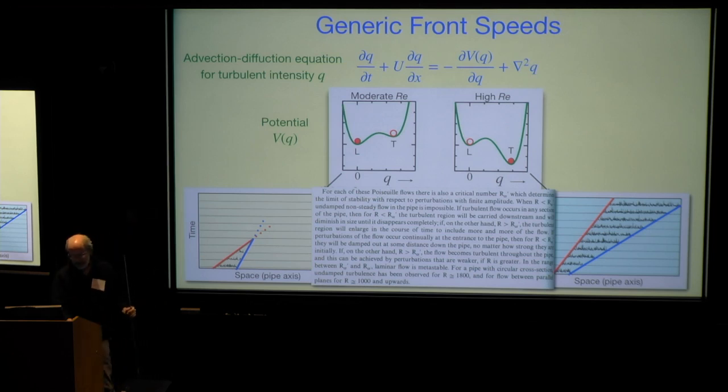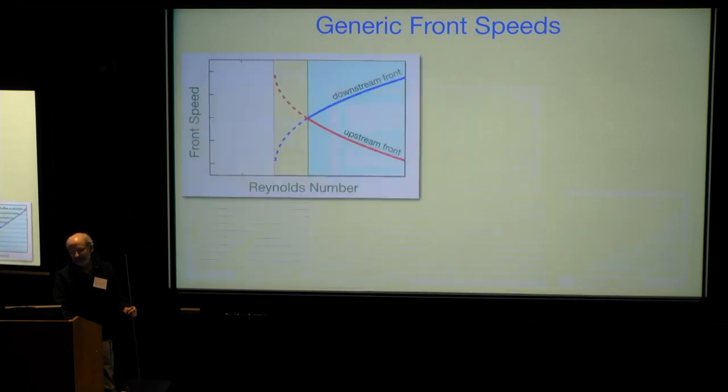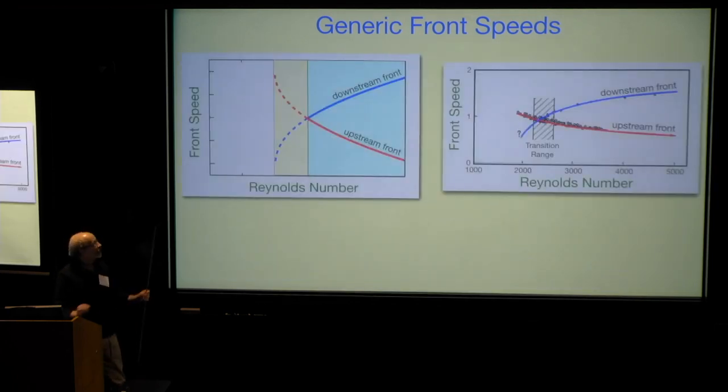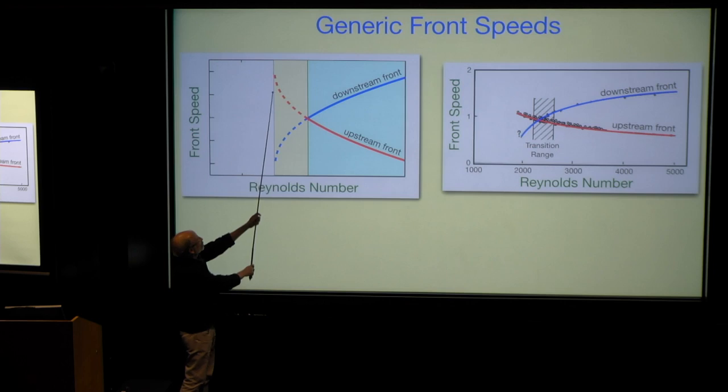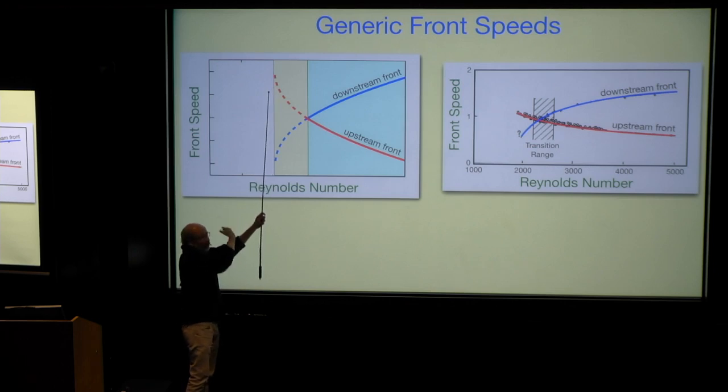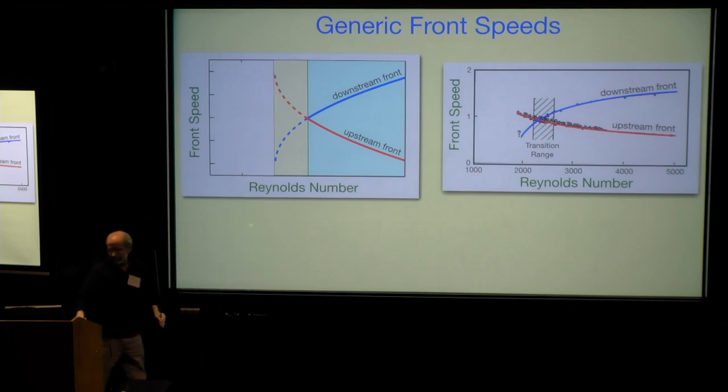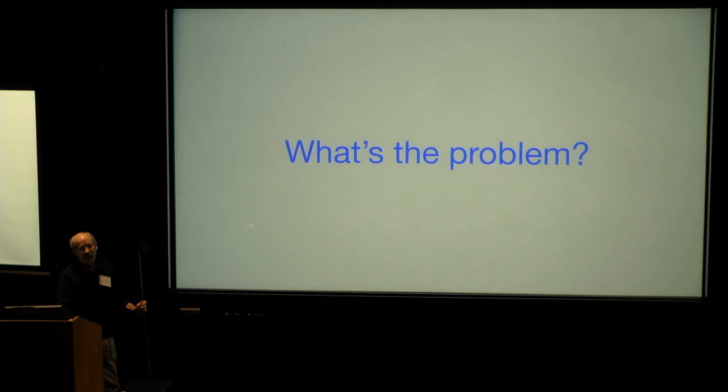Okay, and again, it's pretty simple. You could have worked it out yourself, I'm sure. And so this is generically what fronts will do in this system, and that's what the experimental measurements look like. Oh, by the way, this is where the turbulence ends as a metastable state, and there's only laminar flow below there. Okay. So what's the problem?